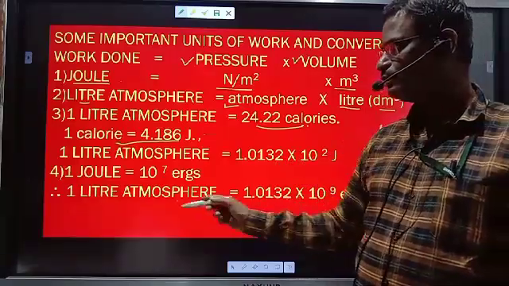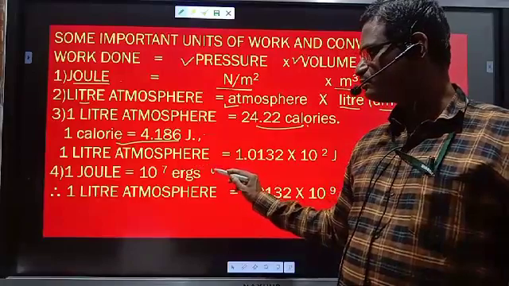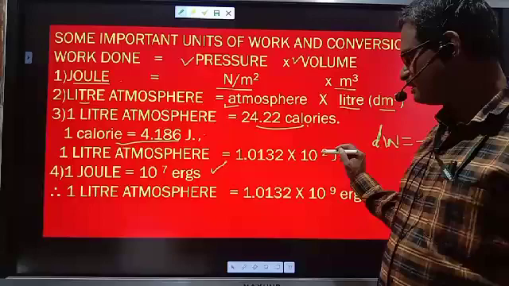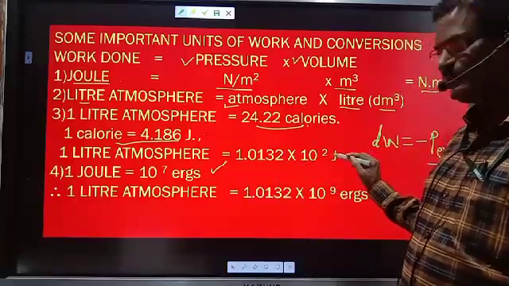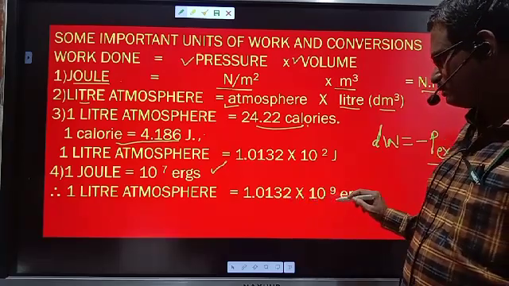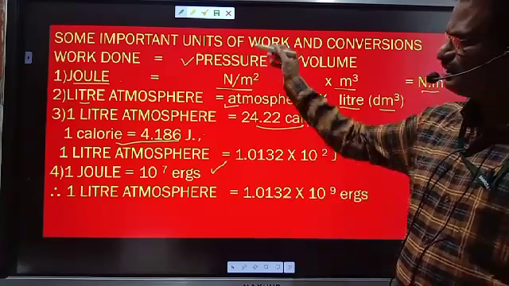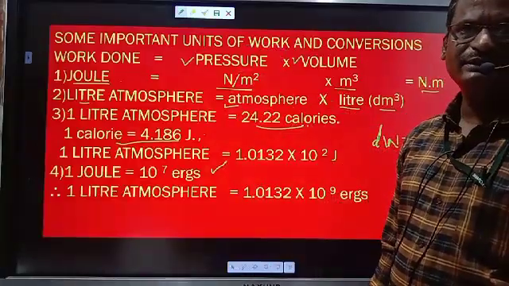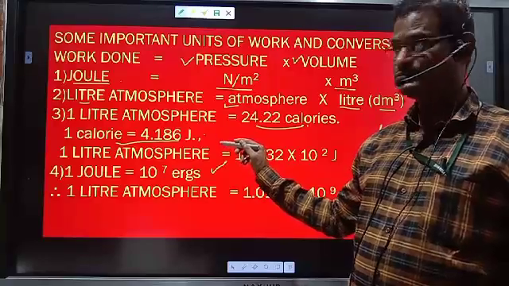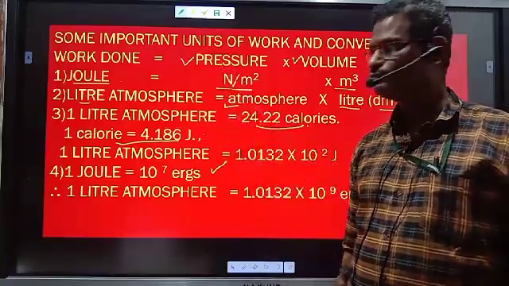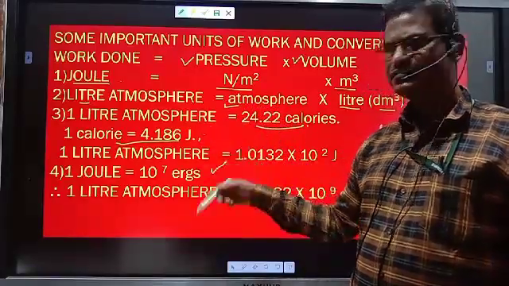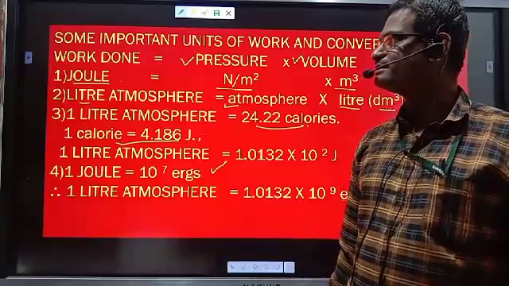Further, we know 1 joule is equal to 10 raised to 7 ergs. Therefore, converting liter atmosphere in joule to erg, this factor is multiplied by 10 raised to 7, and it comes to 1.0132 into 10 raised to 9 ergs. From here onward you can perform the calculations, but the initial values, 1 liter atmosphere and 1 calorie, you must know.